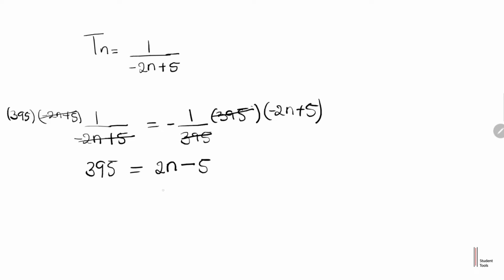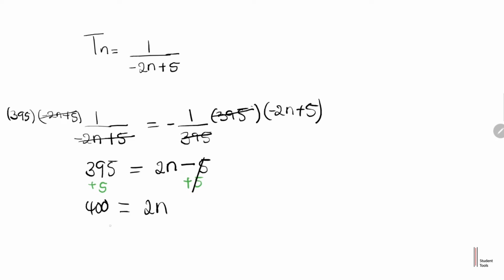So now we have something like this. We have to make n the subject. So we will do that by taking the 5 from the right hand side to the left hand side. We will do that by adding 5, because we have a minus over here. So we will also add the 5 over here. So 395 plus 5, this is going to be a 400 equal to a 2n. This will be equal to a 0.